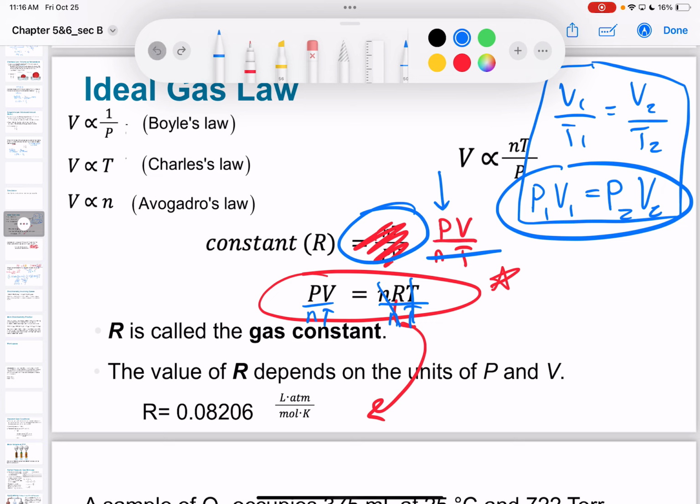Or if I want VT from up here, I cancel out P and N, and now I have V over T equals V2 over T2. So any combination of variables that you're using, you can pull them out of this relationship and just cancel out anything that doesn't change, that's constant.